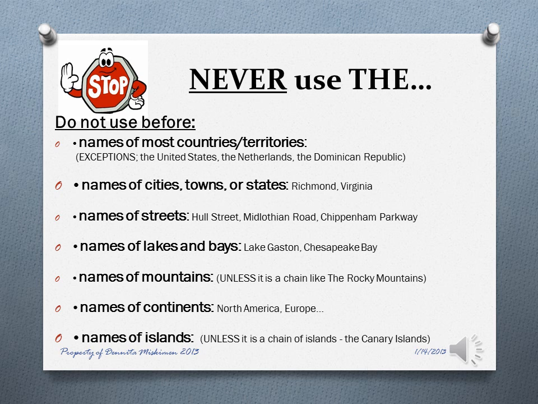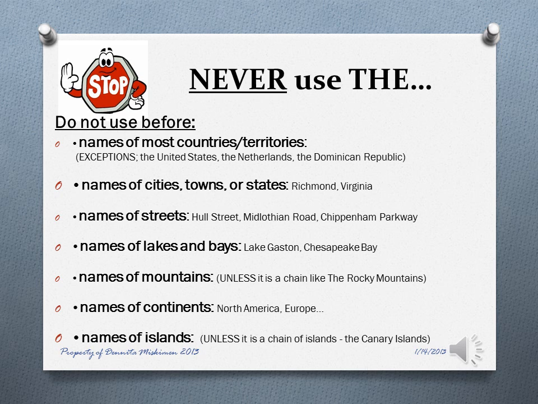The same with names of streets. Never use the article the when naming streets. If you're asked, where is your school located? You might say, on Hull Street Road. That would be correct, but you would never say, on the Hull Street Road. That's incorrect. The same with lakes and bays.